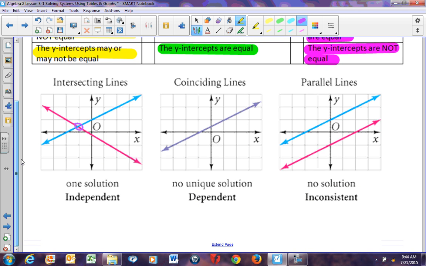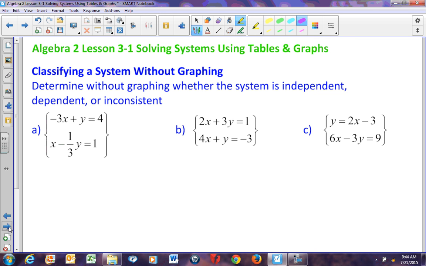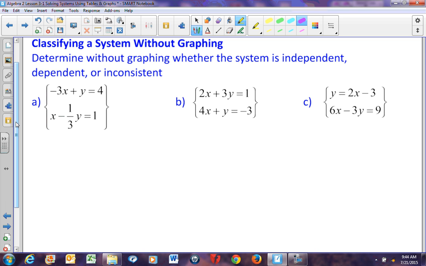So now we can take a look at some problems and determine, without even having to graph them or make a table, whether they have 1, 2, or 3 solutions. Okay? Let's take a look at this. Classifying a system without graphing. Determine without graphing whether the system is independent, dependent, or inconsistent. Remember, if it's independent, it has 1 solution. If it's dependent, it has 1 landing on top of the other. And if it's inconsistent, they're parallel. So let's take a look at this first equation here. And we have 2 equations. I'm going to number them, 1 and 2.